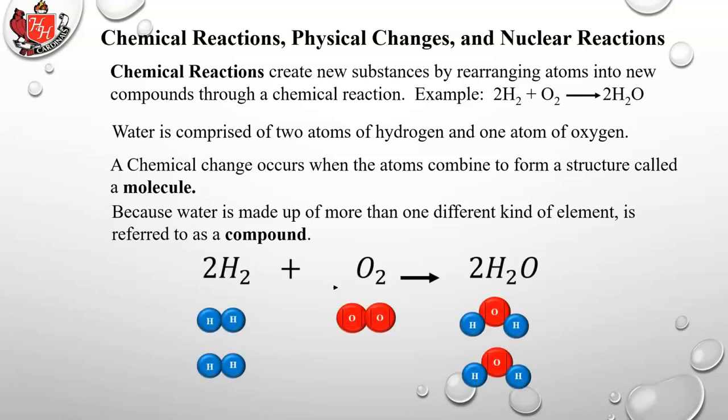So there you see we draw a diagram that's called a particulate diagram. So you have 2 hydrogen molecules. Each molecule has 2 hydrogen atoms, 1 oxygen molecule with 2 oxygen atoms, and that produces 2 water molecules.